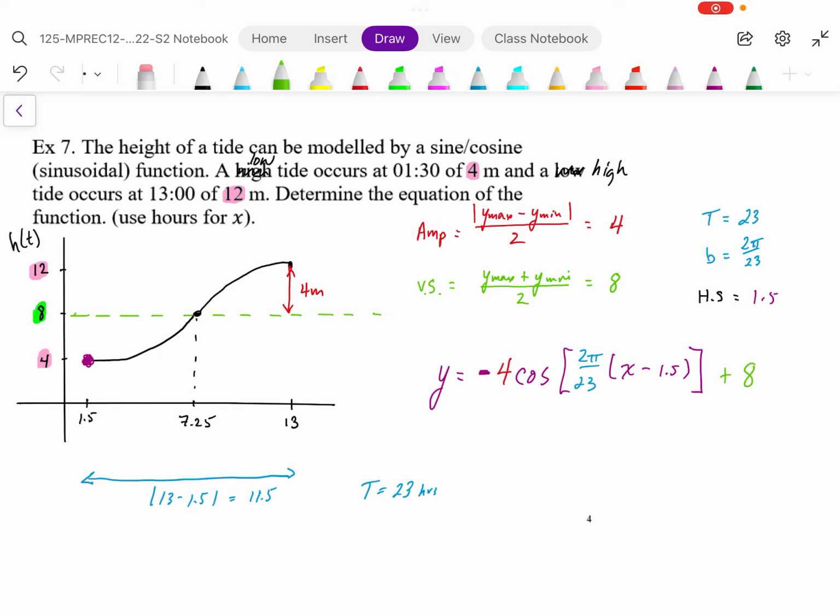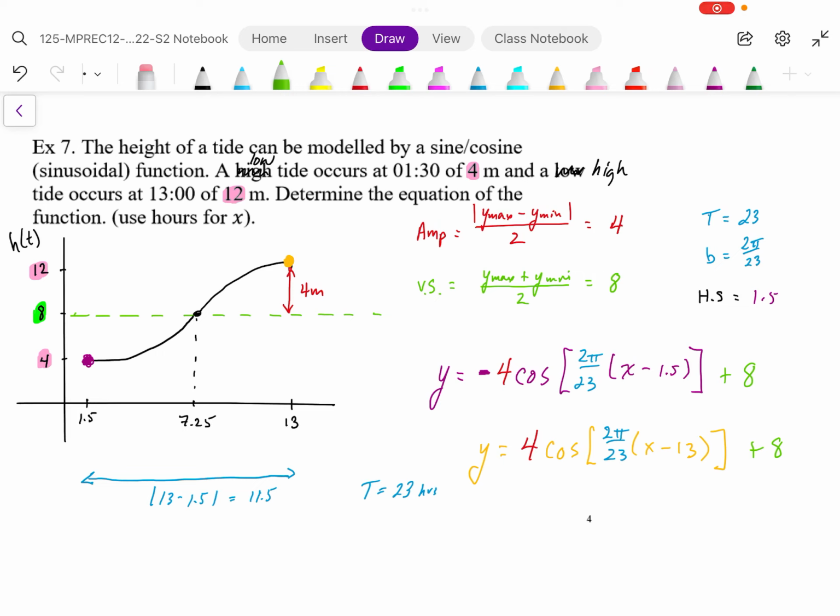Now I can write an equivalent cosine function using that position there, and that means that my graph is a positive cosine. So I just end up with 4, and everything else is the same. Cosine 2 pi over 23, x. In this case, though, the shift is going to be 13, and then the vertical shift is going to be plus 8. Okay, so that's going to give us a horizontal shift of 13.